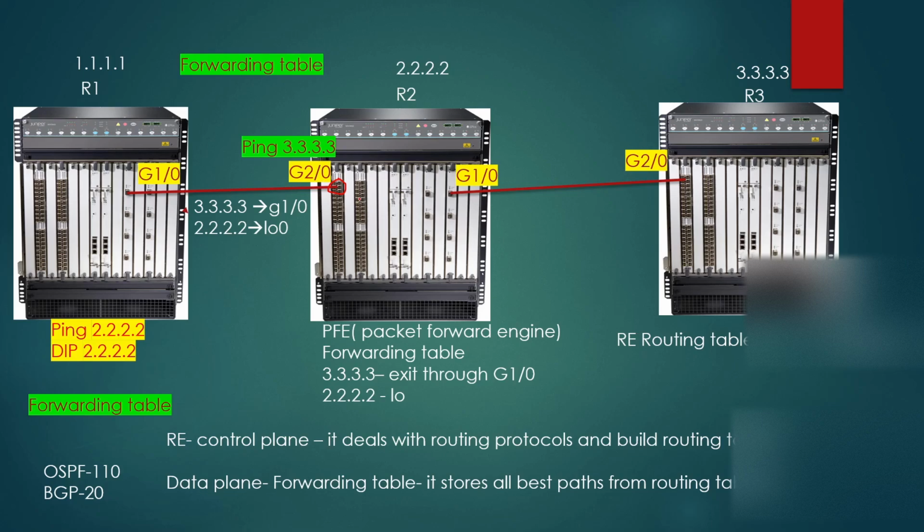So this is called what? Line card. This MPC line card, you can say line cards, you have MPC or DPCs. These line cards have a chipset internally. That is called what? Packet forward engine.